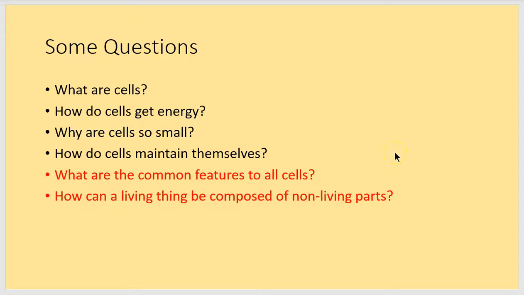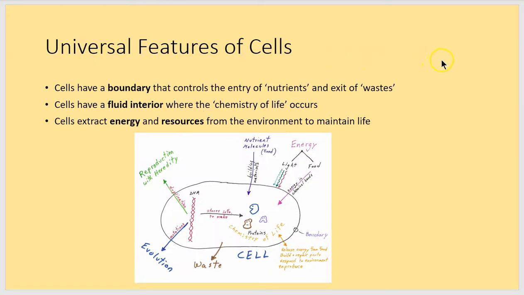This will be the final lesson in the series on life. What are the common features to all cells, and how can a living thing be composed of non-living parts? So first, the universal features of cells on Earth.